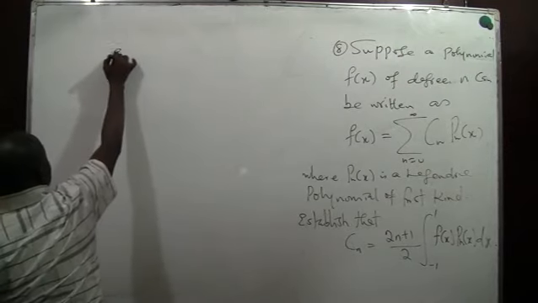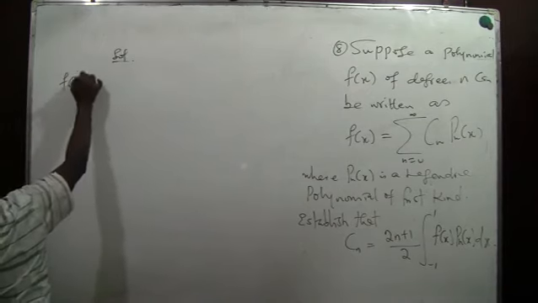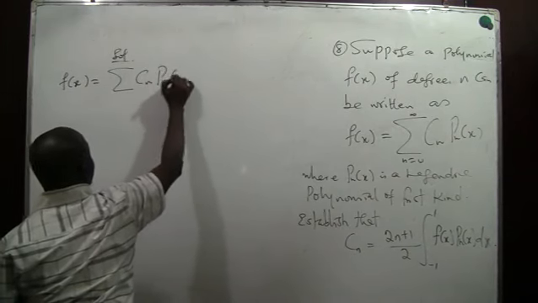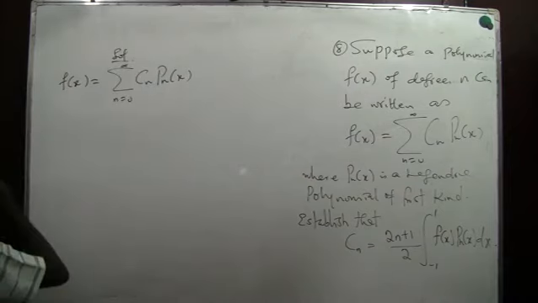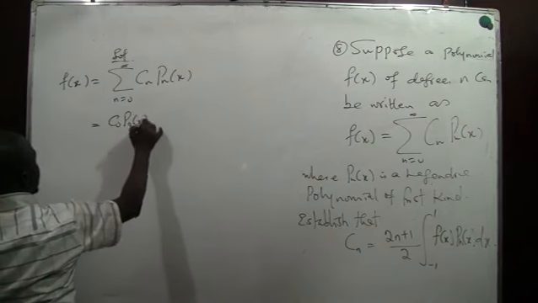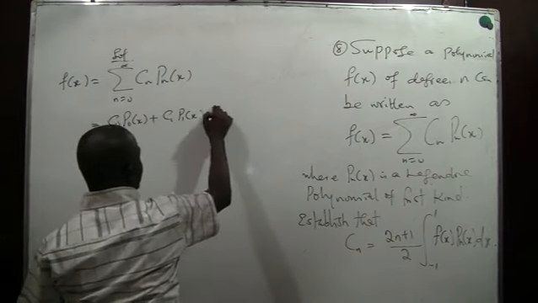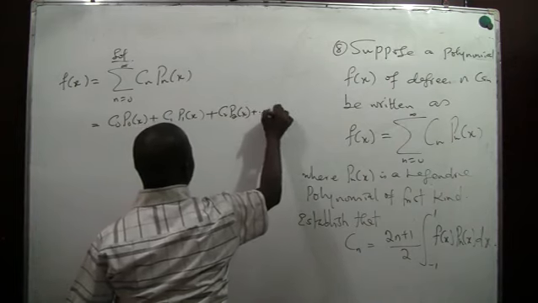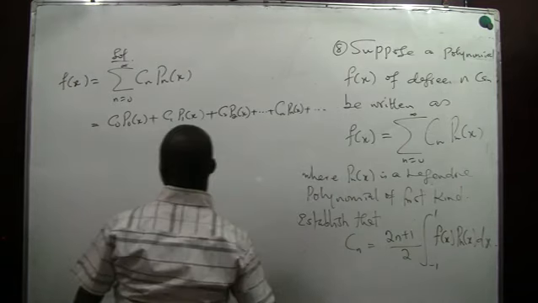Solution. From the question, we are told that f of x is summation Cn Pn of x, n from 0 to infinity. Now, let us expand the right hand side. This is C0 P0 of x plus C1 P1 of x, similar to question 7, C2 P2 of x up to Cn Pn of x, plus it continues.